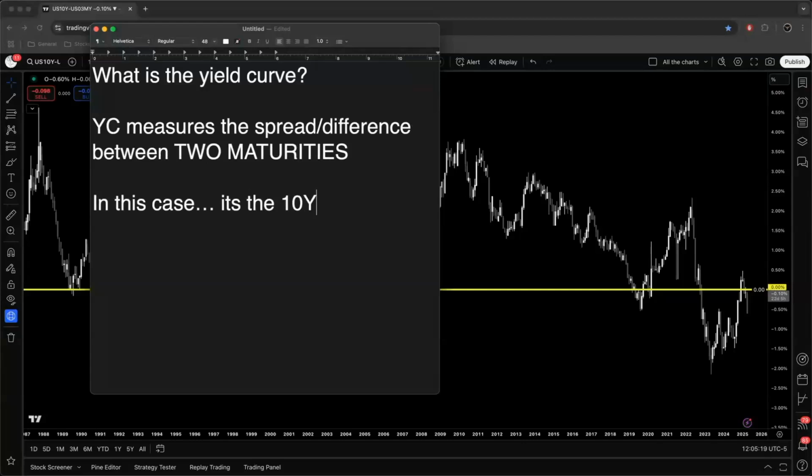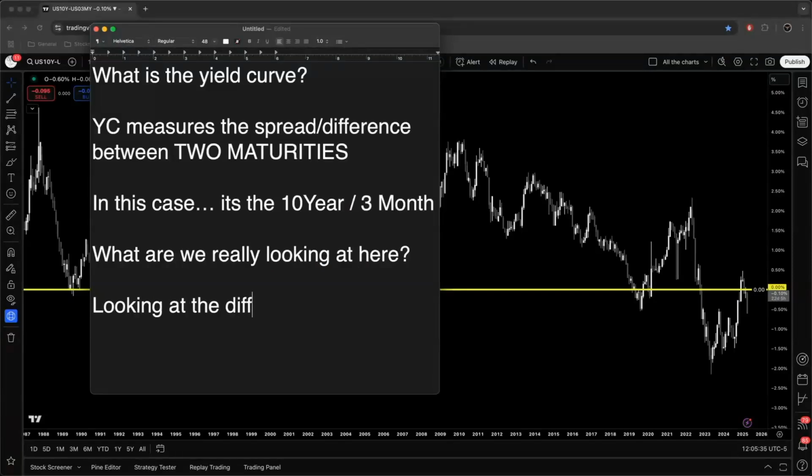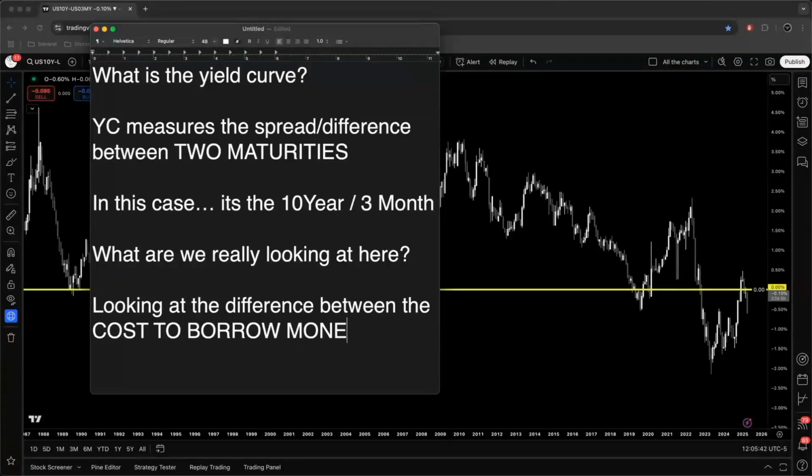In this case, it's the 10-year and the 3-month. So what are we really looking at here? We're looking at the difference between the cost to borrow money for 10 years minus 3 months.